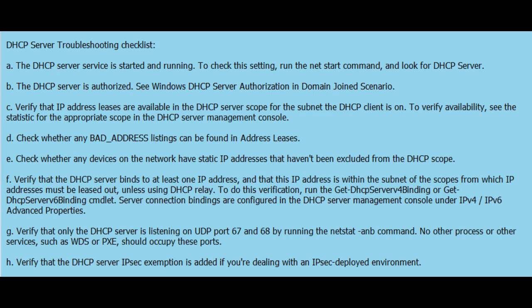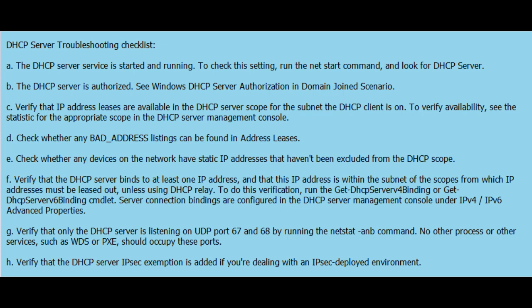C. Verify that IP address leases are available in the DHCP server scope for the subnet the DHCP client is on. To verify availability, see the statistics for the appropriate scope in the DHCP server management console. D. Check whether any bad address listings can be found in address leases. E. Check whether any devices on the network have static IP addresses that haven't been excluded from the DHCP scope.